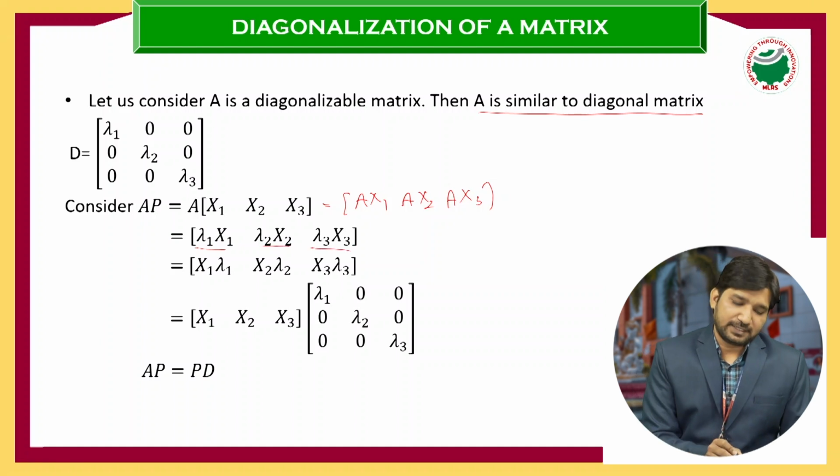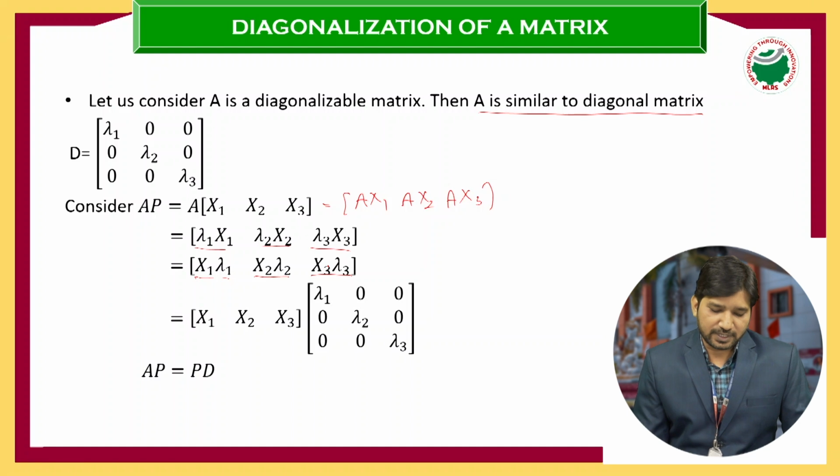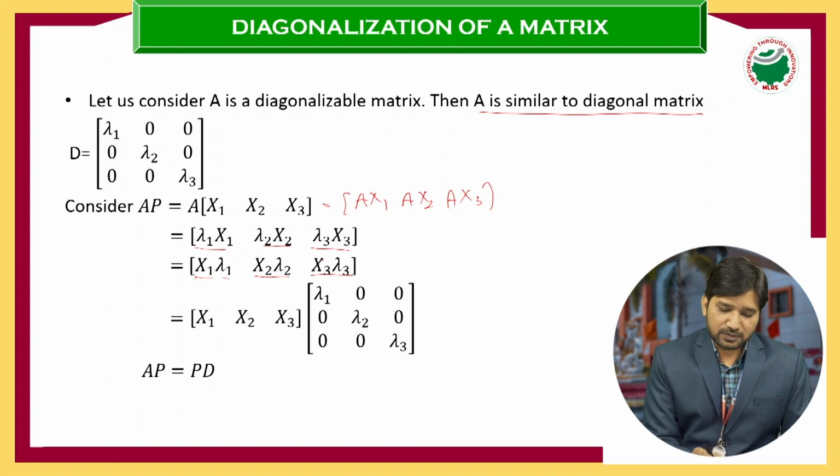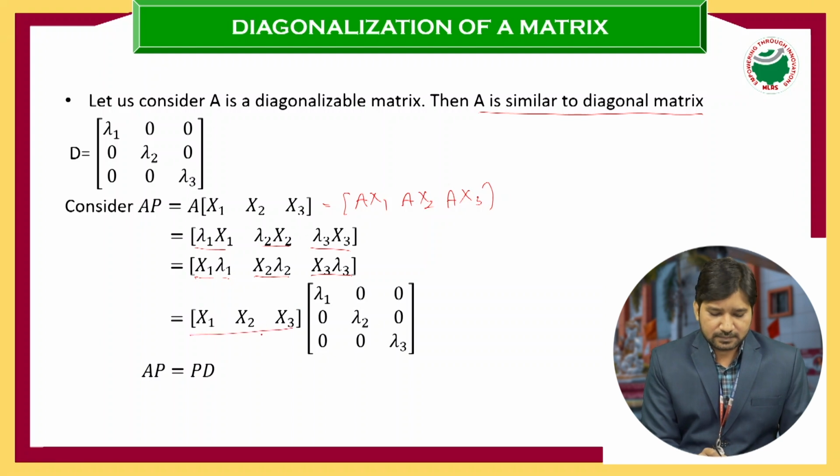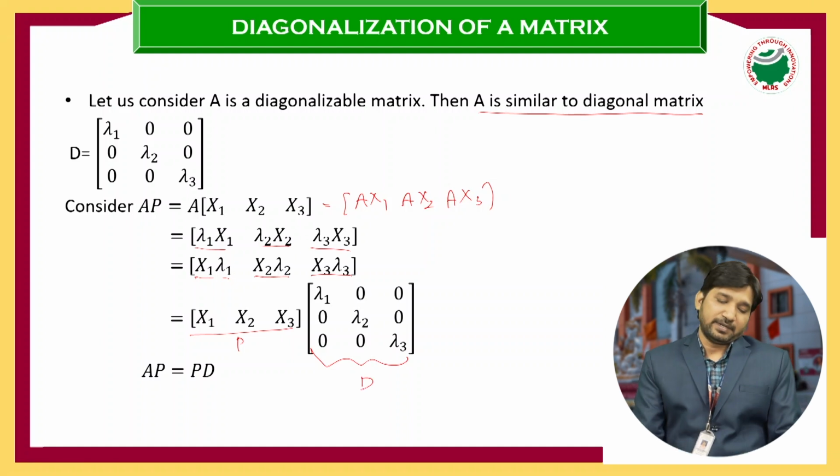We can also write this way: x1 into lambda 1, x2 into lambda 2, x3 into lambda 3. The above form can also be written as the matrix of x1, x2, x3 times the diagonal matrix with diagonal values lambda 1, lambda 2, lambda 3. So finally this matrix is P and this matrix is D, the diagonal matrix.